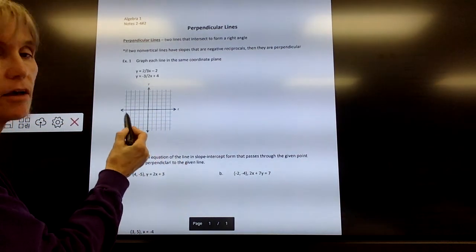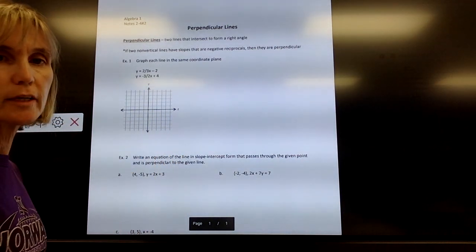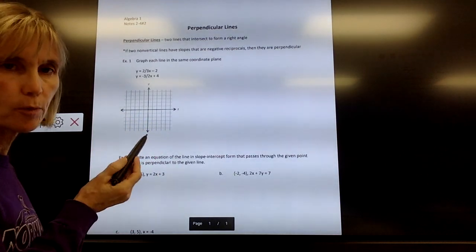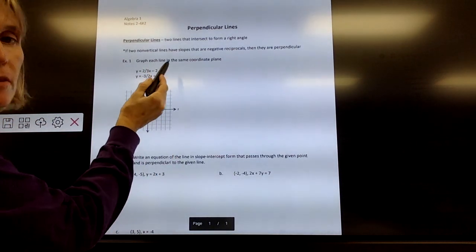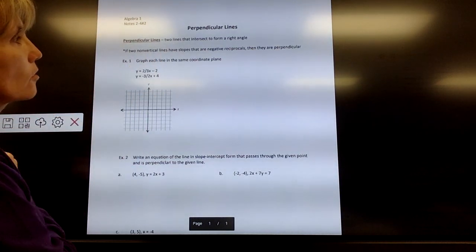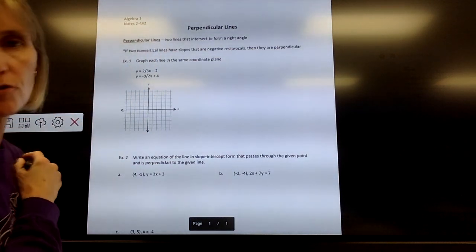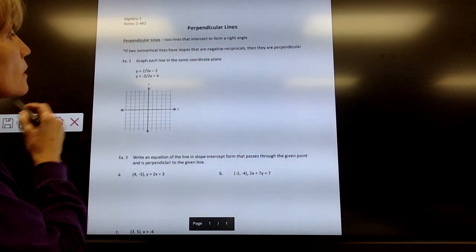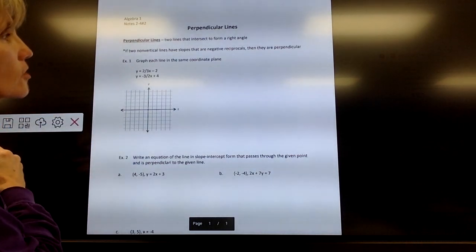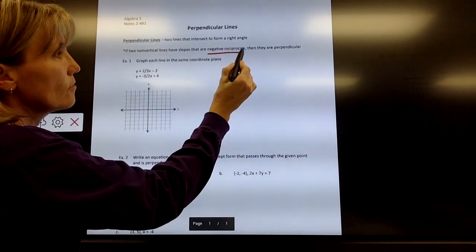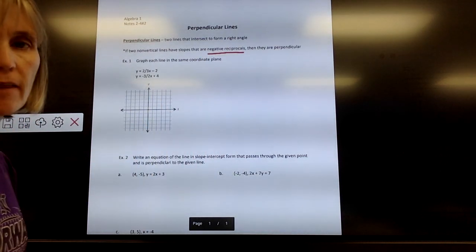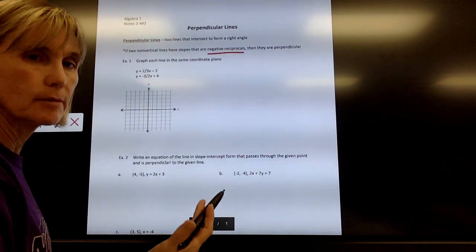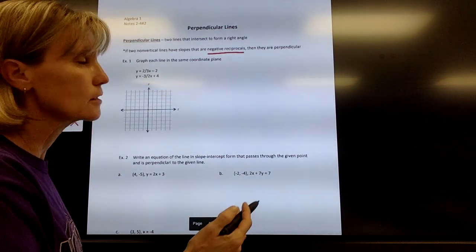So the axes on the graph are actually perpendicular lines because they're crossing at a right angle. That's what perpendicular means. And at the top of the notes, it says that perpendicular lines are two lines that intersect to form a right angle. That's what perpendicular is. And it says if two non-vertical lines have slopes that are negative reciprocals, then they are perpendicular to each other.